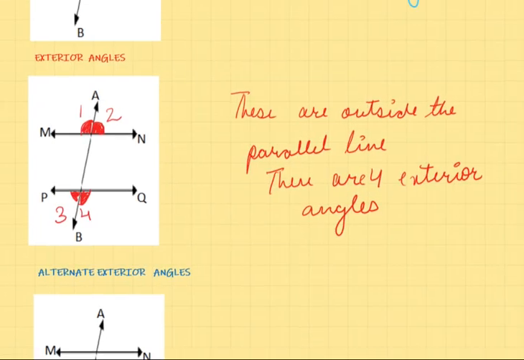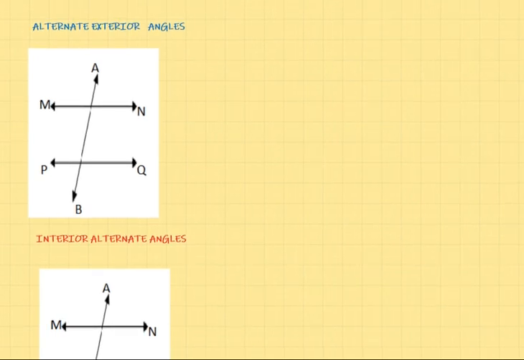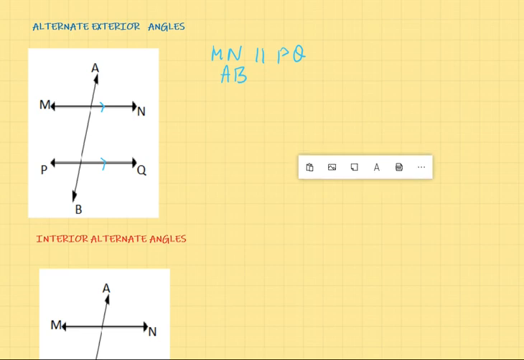Next, अब आपको पता चल गया है what are exterior and interior angles. Next are alternate exterior. Now these are the properties which we have to use while solving these questions. Now firstly, these two lines are parallel. We'll write MN is parallel to PQ and AB is acting as transversal for MN and PQ because it is cutting at 2 points. So AB is the transversal. You must write it. It is very important to write these two.